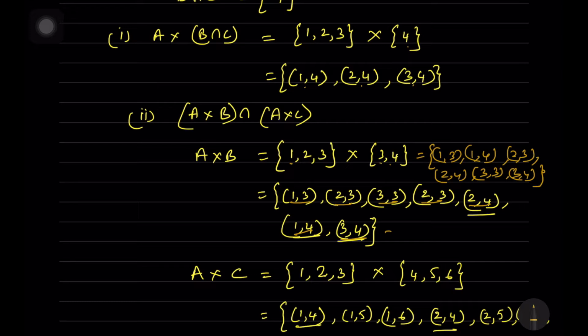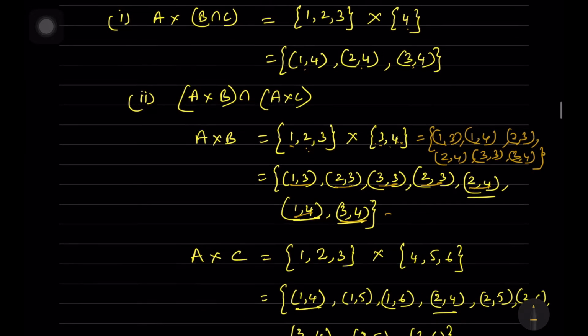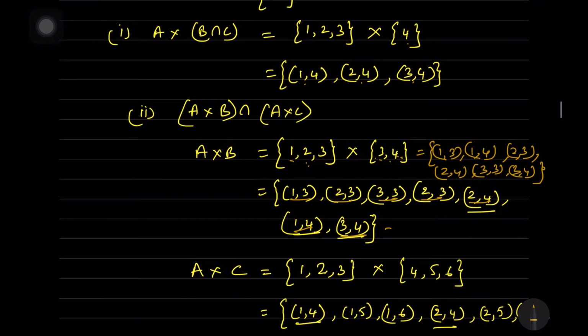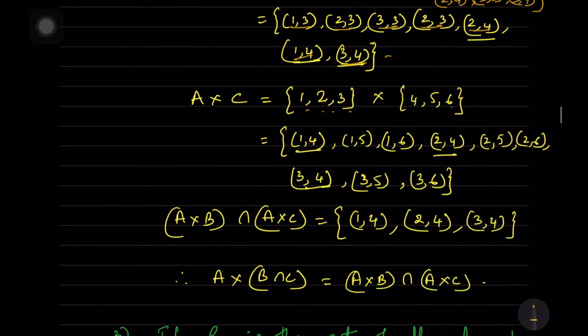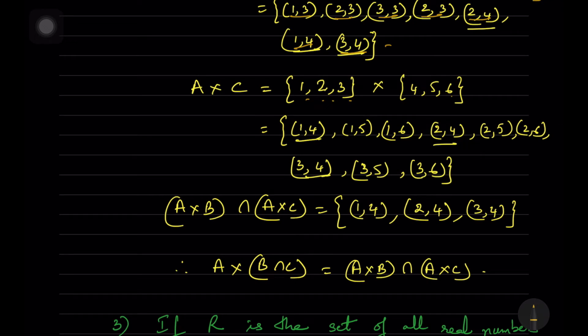You can write either in this way. I have taken it as 1, 2, 3 with 3 first, then 1, 2, 3 with 4. You can also write 1 with 3, 4, then 2 with 3, 4, 3 with 3, 4. So it can be written in both ways. You'll get the same ordered pairs over here, that is, first from the first set and second from the second set. Both are obvious. Then what is A cross C? A cross C is equal to {1, 2, 3} cross {4, 5, 6}. So it is (1, 4), (1, 5), (1, 6), (2, 4), (2, 5), (2, 6), and then (3, 4), (3, 5), (3, 6). Now what we are doing is (A cross B) intersection (A cross C) will do.